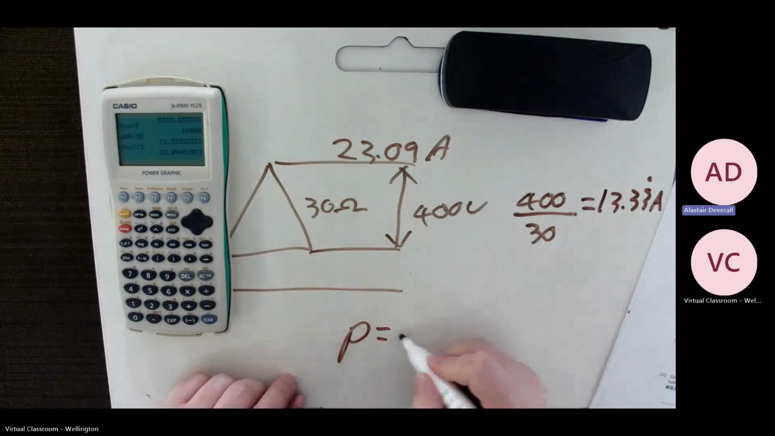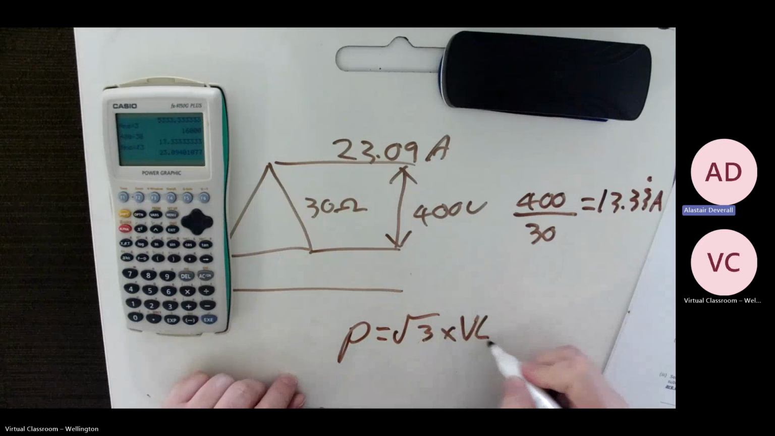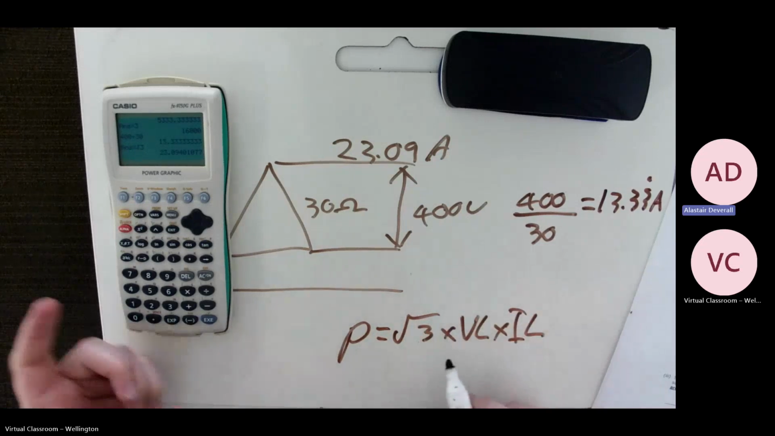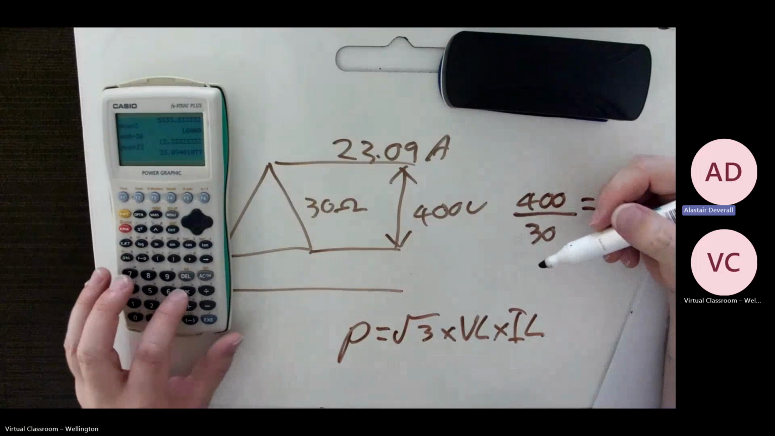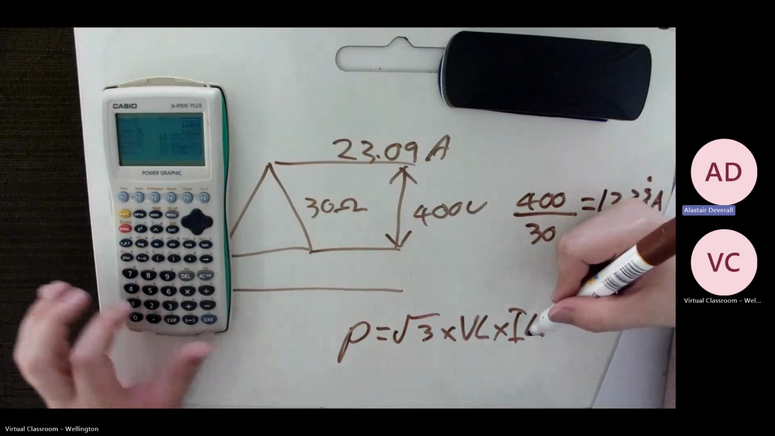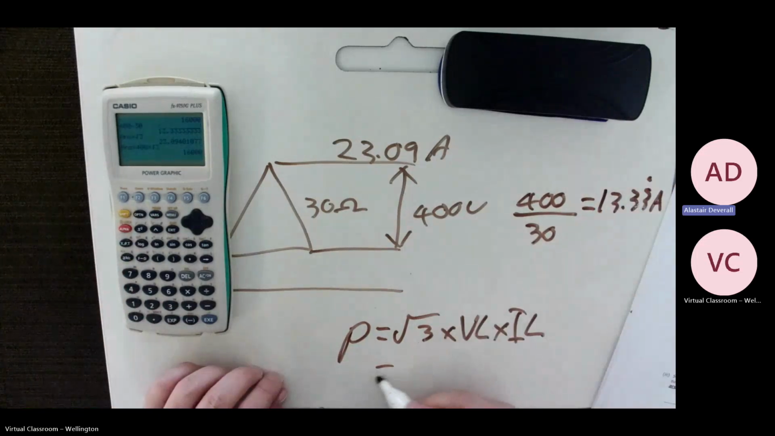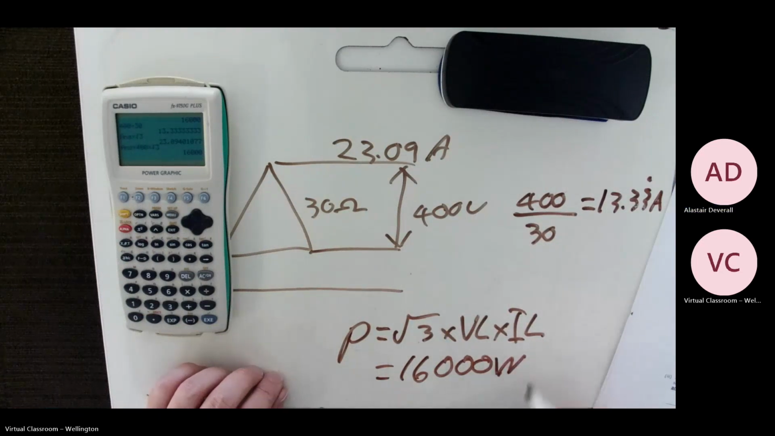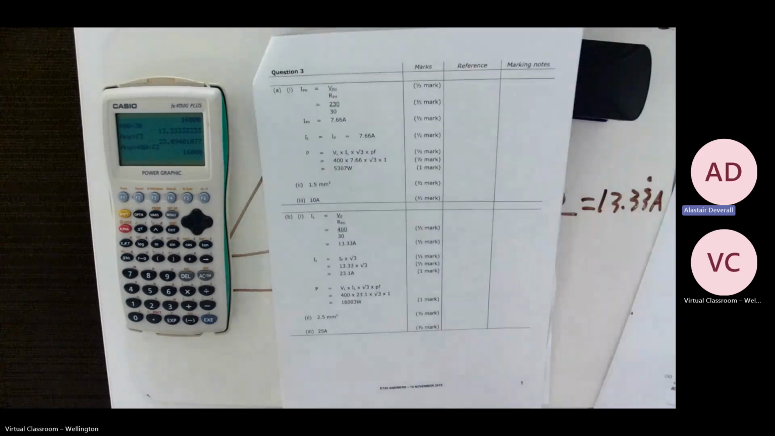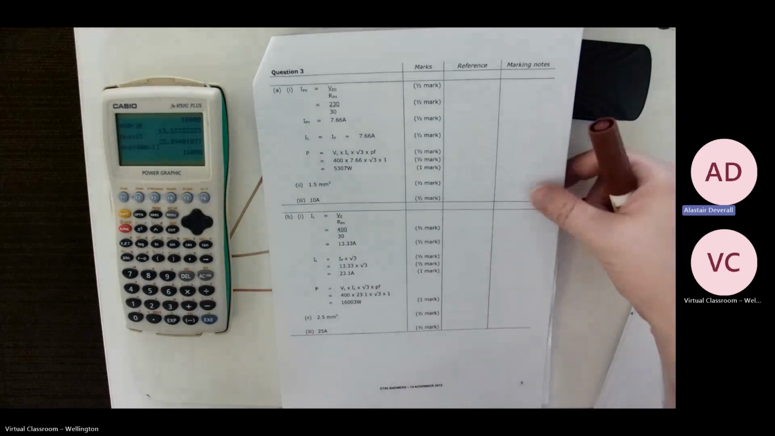Now our power equals √3 times V line times I line. So with my value that I've still got in the calculator, which is my I line, I can multiply that by 400 and then multiply that by square root of 3, and I get 16,000 watts. Two different ways, exactly the same answer. If we look at the model answers, we get 16,003 watts. That is because they rounded up in the middle of the question.